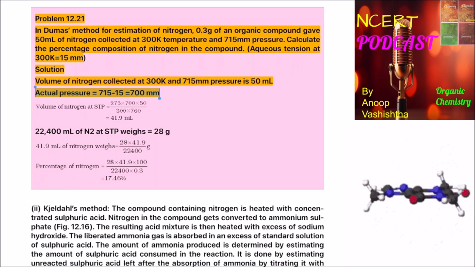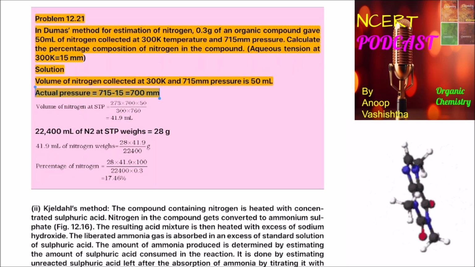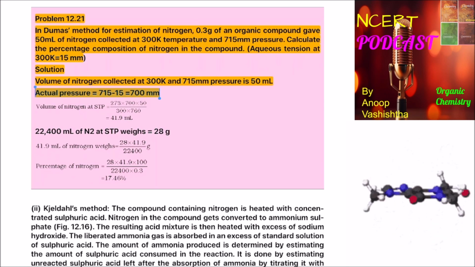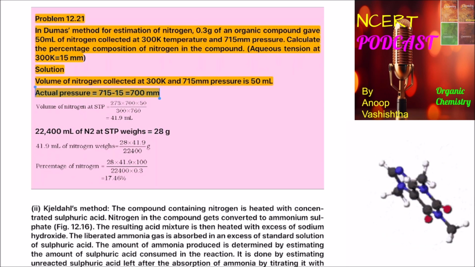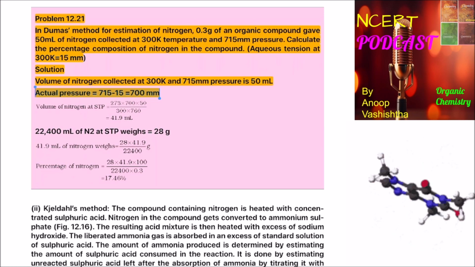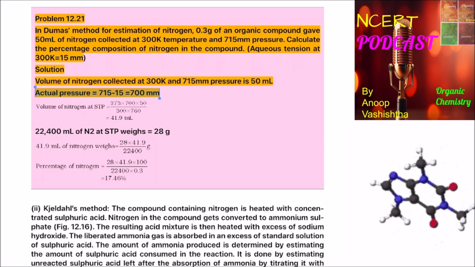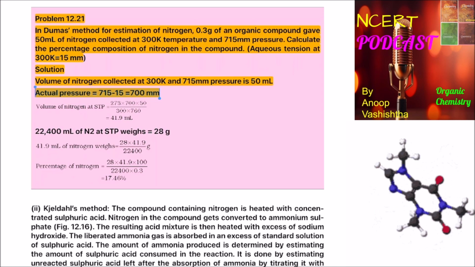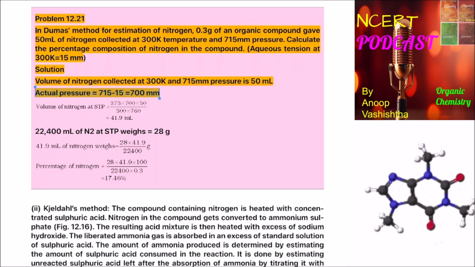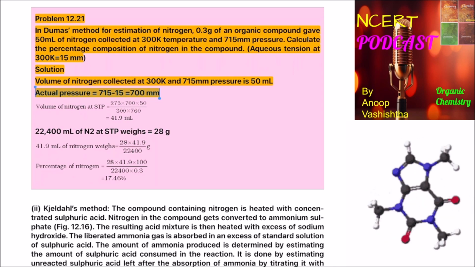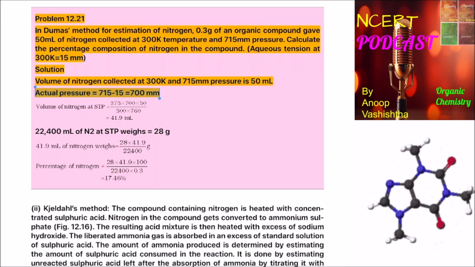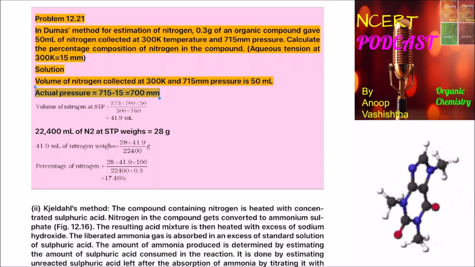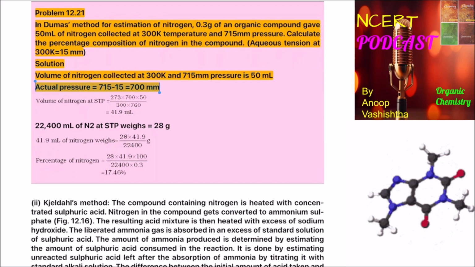22400 ml of N2 at STP weighs equal to 28 grams. 41.9 ml of nitrogen weighs 28 into 41.9 divided by 22400 grams. Percentage of nitrogen is equal to 28 into 41.9 into 100 divided by 22400 into 0.3 is equal to 17.46%.